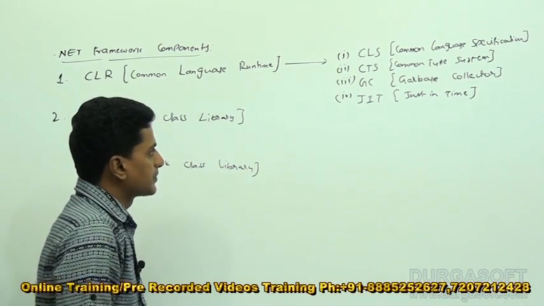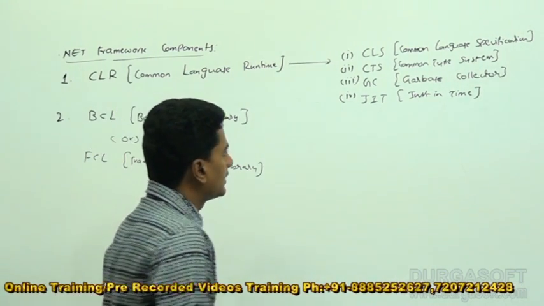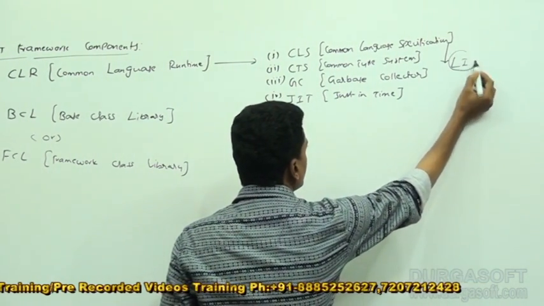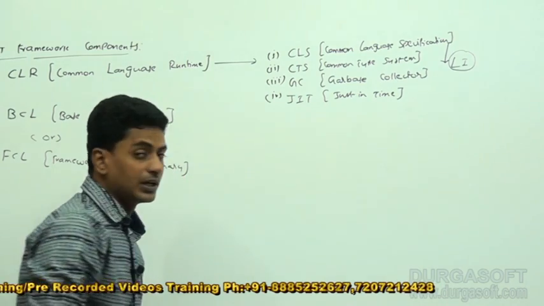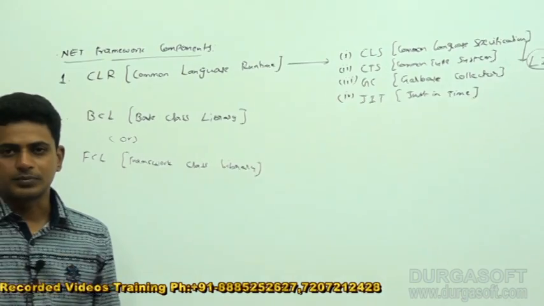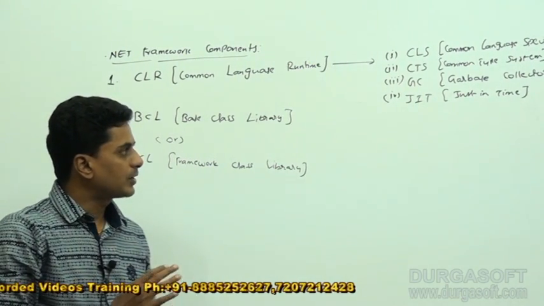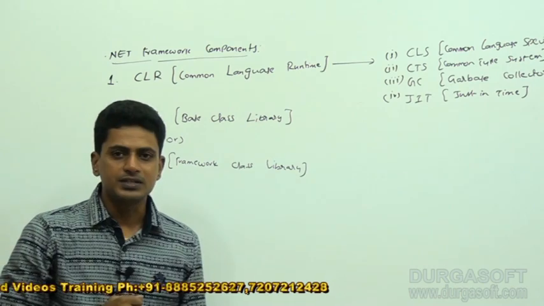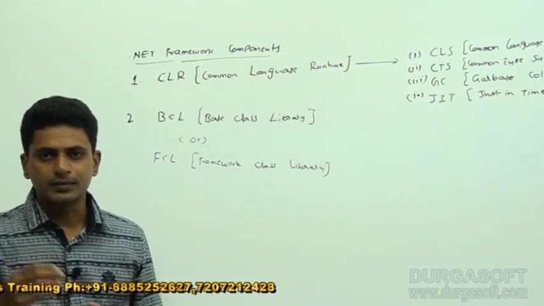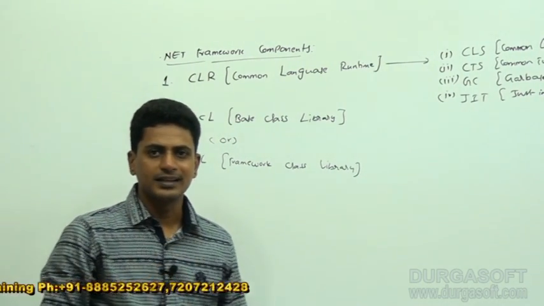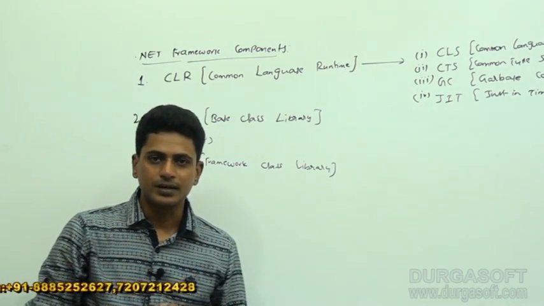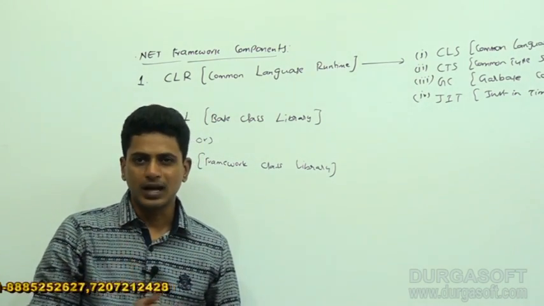We will talk about CLS now, Common Language Specification. Mainly the purpose of the Common Language Specification is to provide language interoperability. Using CLS, we can achieve language interoperability. Language interoperability means providing code execution support in .NET to other programming languages. We are providing code execution support in .NET to other programming languages.